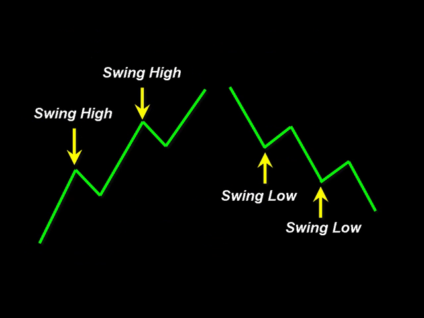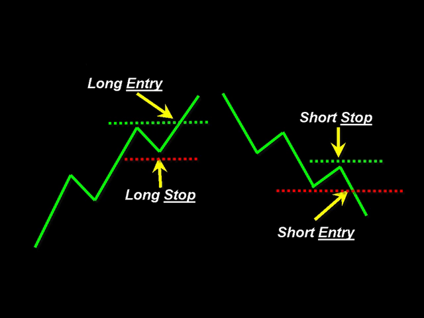Now here we have an example of just what the fundamental structure looks like of a swing high and a swing low. As you can see, a swing high is ultimately just a higher high as price is moving in its upward trend. A swing low, on the other side, is lower lows in price. And now we'll also show you guys how we use these for our entries and our stops.